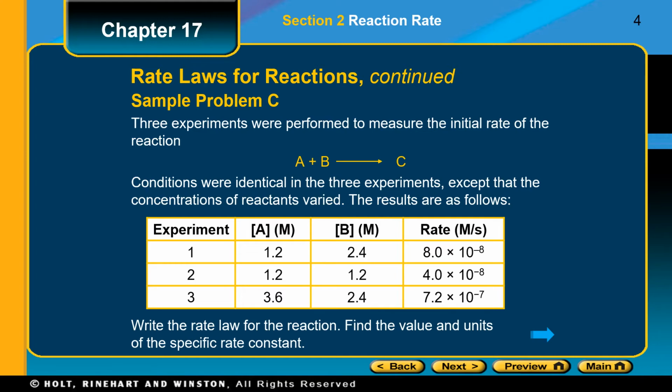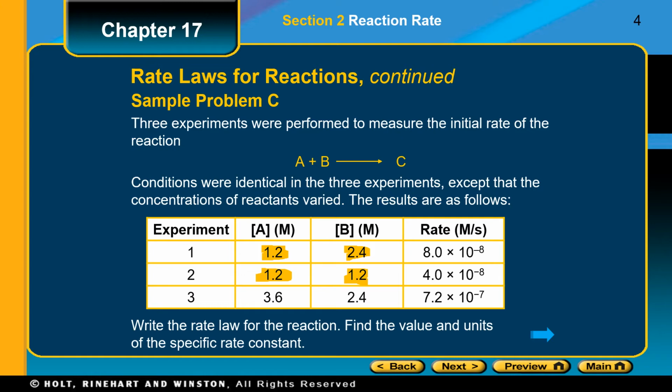Now let's look at this data table a bit. We have 3 experiments, and in experiments 1 and 2, you'll notice that the concentration of A did not change from experiment 1 to experiment 2. But the concentration of B was allowed to change. In experiment 1, we have a concentration of 2.4 for B, and in the second one we have a concentration of 1.2. So they're not the same.